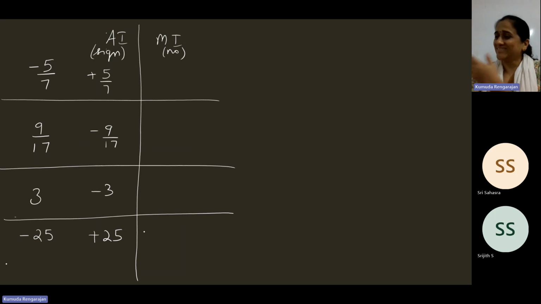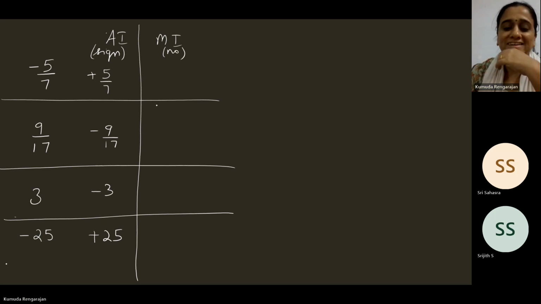That's not the answer. That's noise, because I was not able to hear you clearly. Yeah. Now multiplicative inverse. Wait, okay, wait.